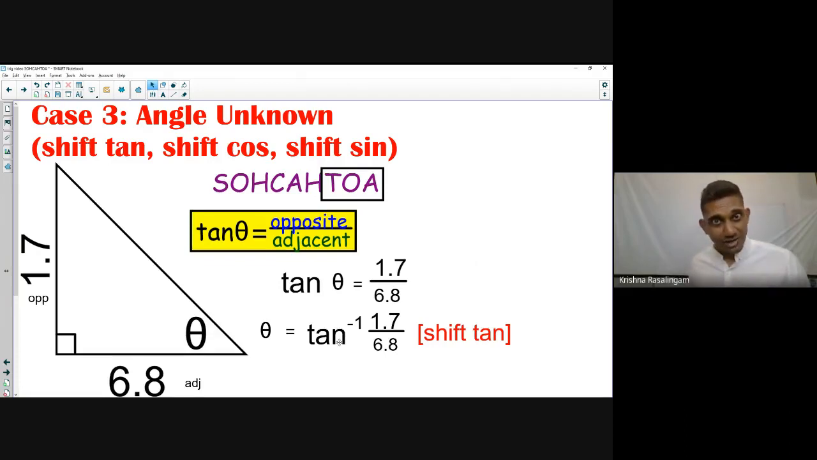So again, let me reiterate. I've not classed the three cases as sine, cos and tan. I've classed them as case 1, when the length in the numerator is unknown. That will be the opposite for sine, adjacent for cos, or opposite for tan. Case 2 is when the denominator is unknown and that is a length. That will be the hypotenuse for sine, hypotenuse for cos, or the adjacent for tan. And case 3 is when the angle is unknown. So having filled in which lengths you have, you need to press one of shift tan, shift cos, or shift sine on your calculator to find the angle.